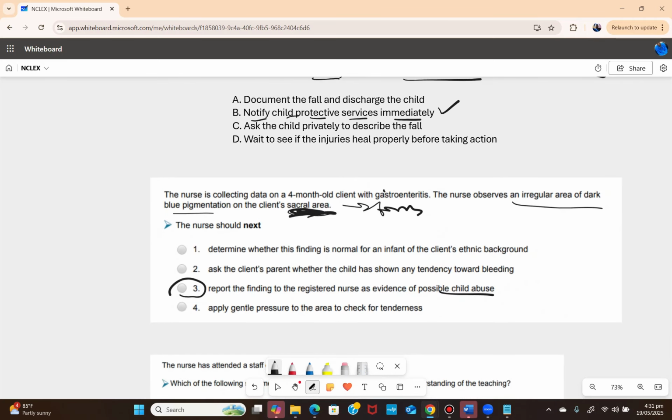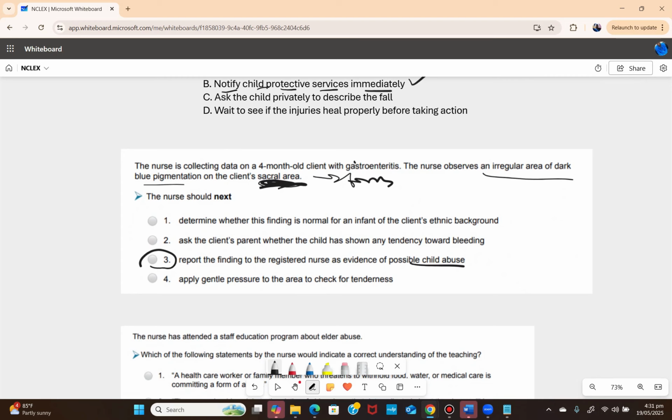Now if you look at this particular question, the reason why I put up this question is that when you see it, you might think it's abuse. Right. Because obviously one of the options has what? Report finding to the registered nurse as evidence of possible child abuse. But the reason why this is not child abuse is that what the nurse is observing is on a bony area. So this is not related to child abuse.